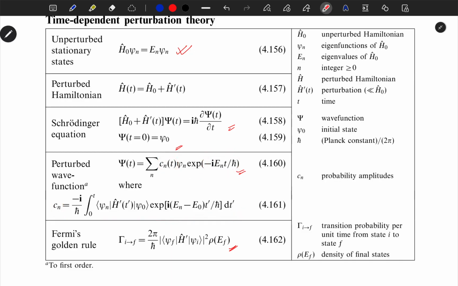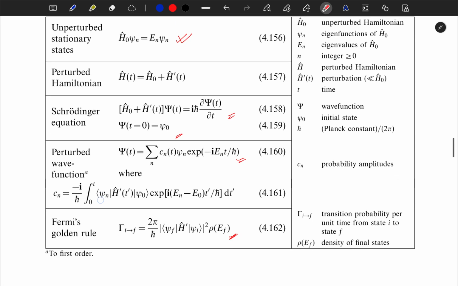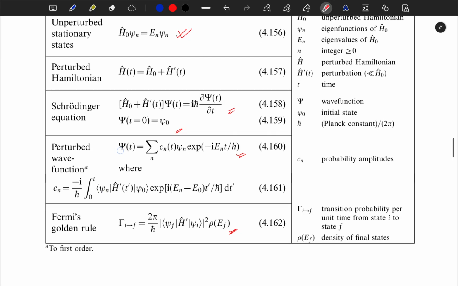And Fermi's golden rule, that is gamma I to F, that indicates transition probability per unit time from state I to F. So the transition probability of going from state I to F state will be 2 pi by h cut, times the modulus square of bra psi f H dash ket psi I, times rho of E.